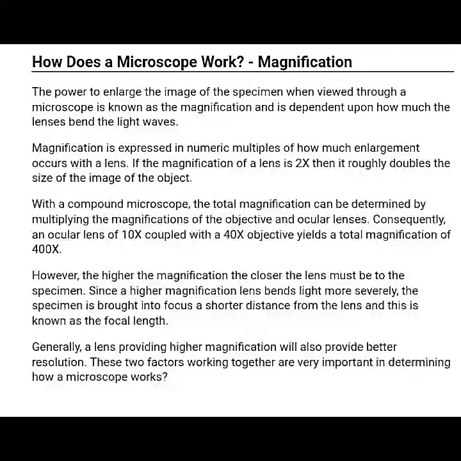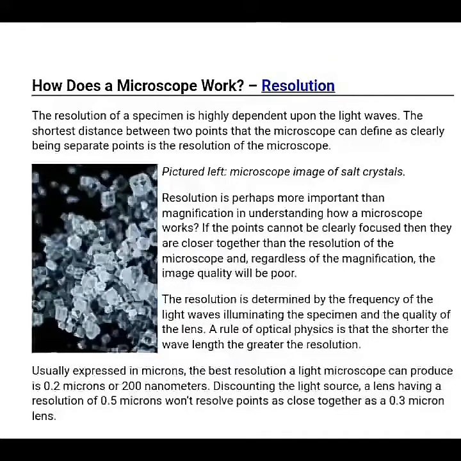Generally, a lens providing higher magnification will also provide better resolution. These two factors working together are very important in determining how a microscope works. Next part, resolution. The resolution of the specimen is highly dependent upon the light waves. The shortest distance between 2 points that the microscope can define as clearly being separate points is the resolution of the microscope. Picture left: microscope image of salt crystals.